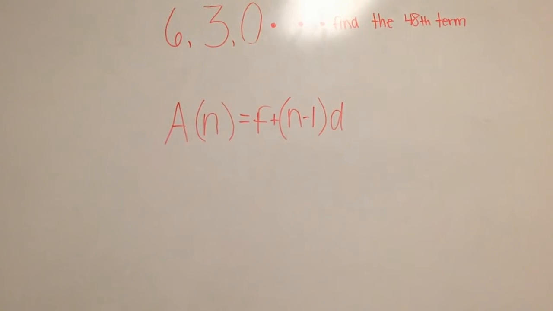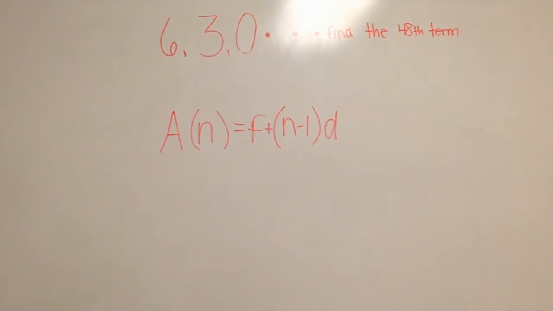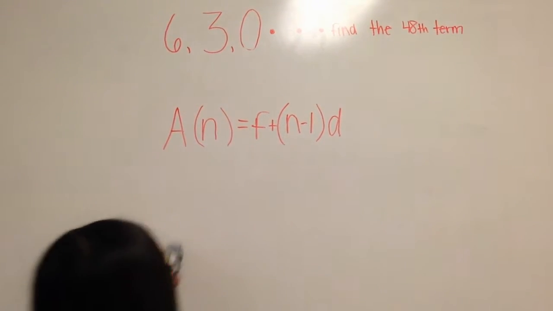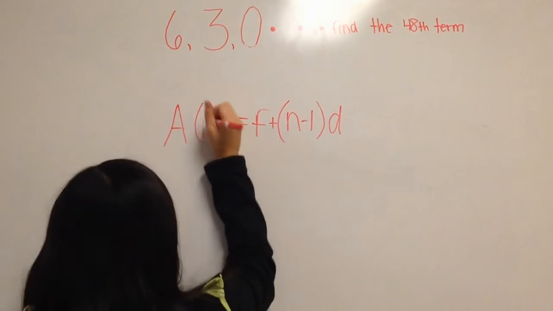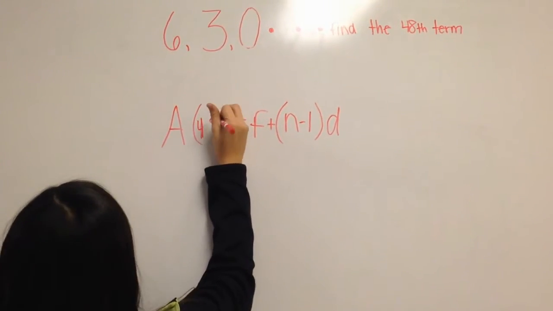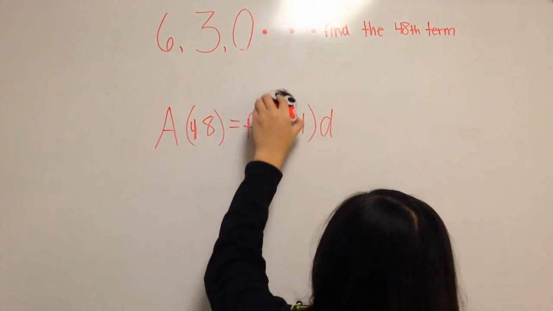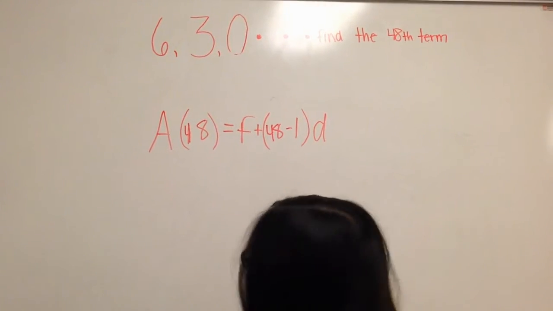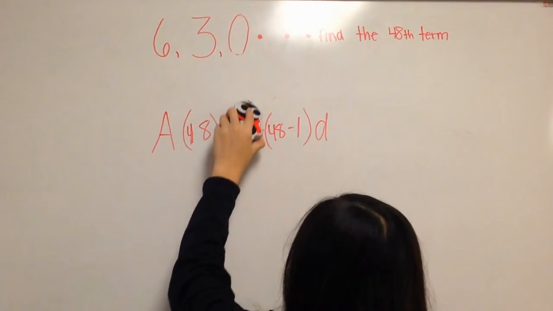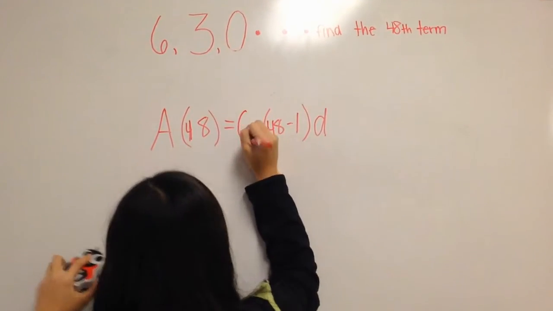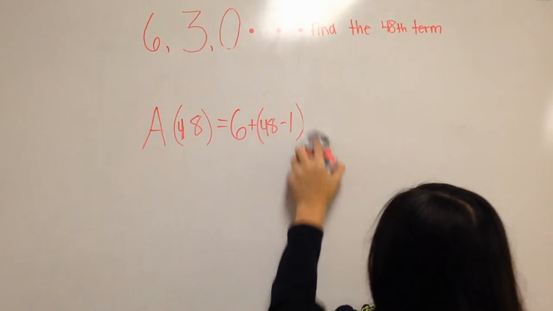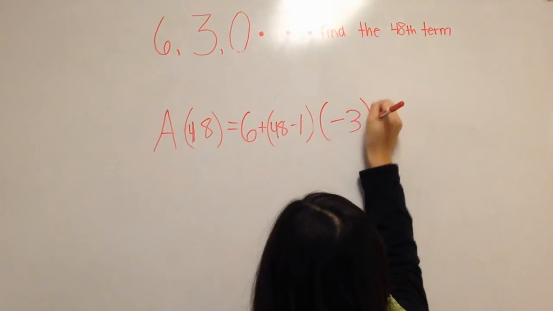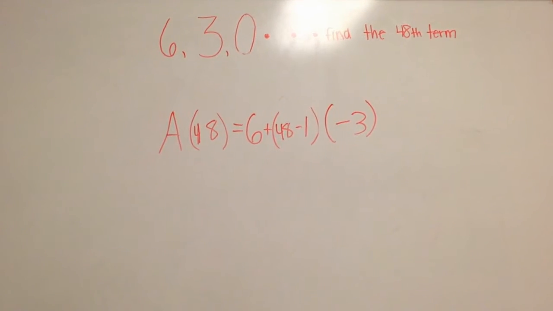Now we're going to find the 48th term of the sequence. So the first thing you do is plug in the numbers. The n would be 48 because you're trying to find the 48th term. F would be 6 because it is the first number in the sequence. And D would be negative 3 because the difference between 6 and 3 is minus 3. Now solve the equation.